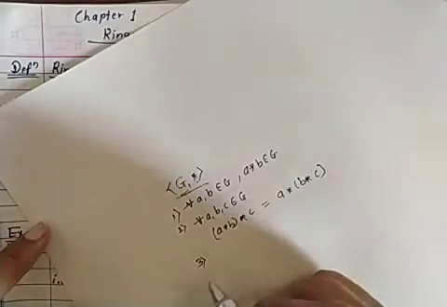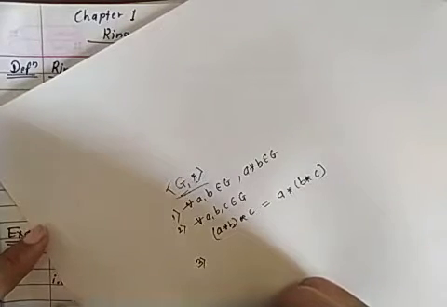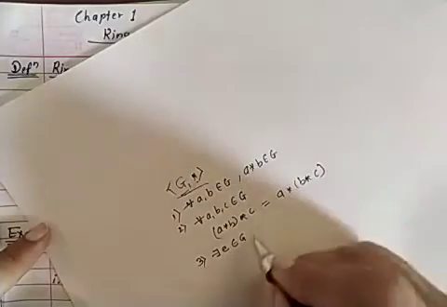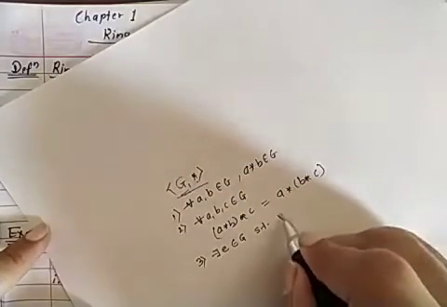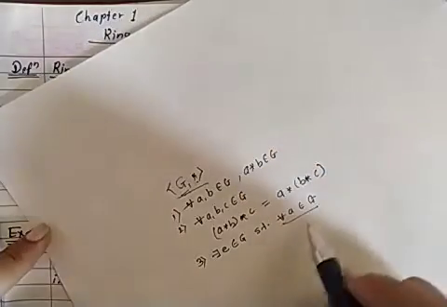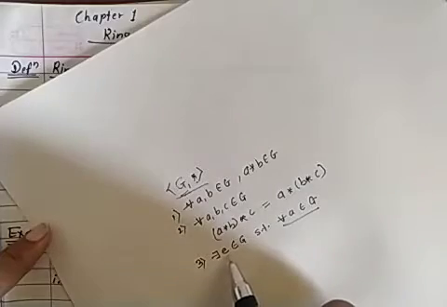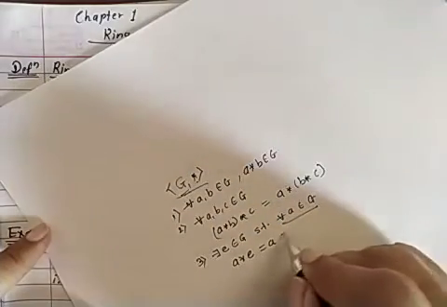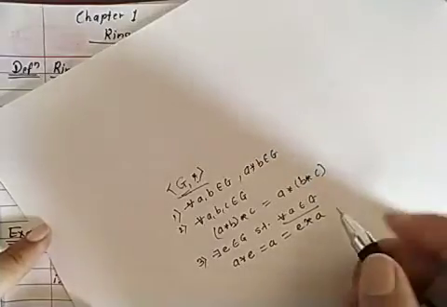What is the third property? That is existence of identity. Means what? There exists a certain element e in G such that for all a belongs to G, you can take any element from G, a star e is the same as a, which is the same as e star a.